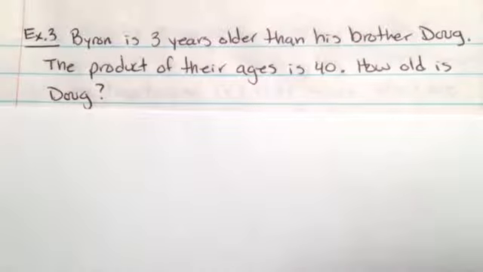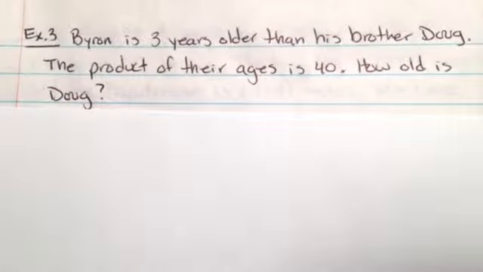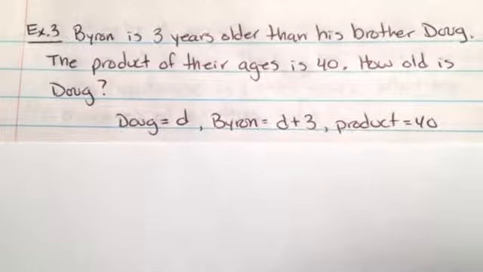No, I'm kidding. Okay, so Byron is 3 years older than his brother Doug. The product of their ages is 40. How old is Doug? Okay. Doug, we have no idea. Doug gets D. Byron, we know that he's 3 years older, so D plus 3.